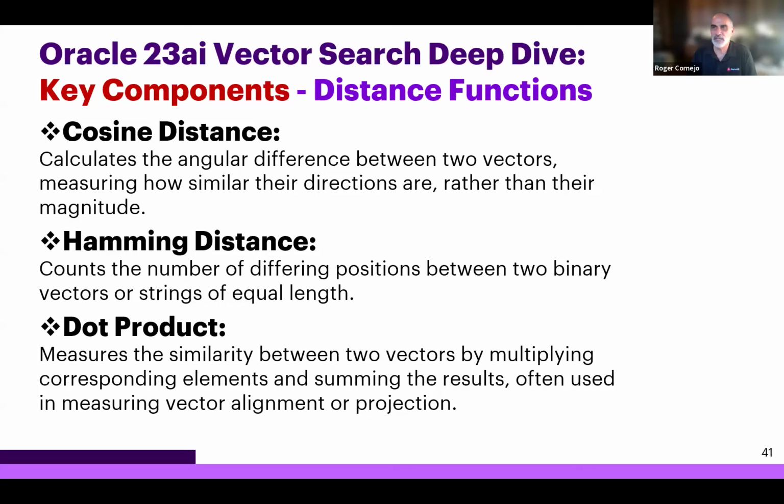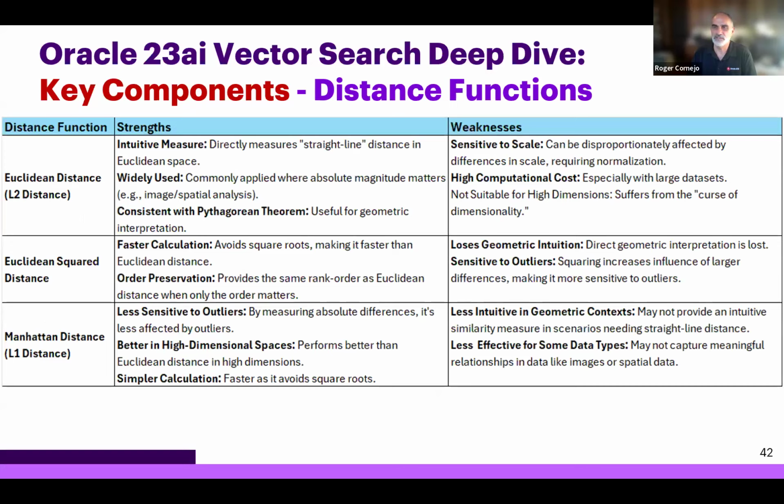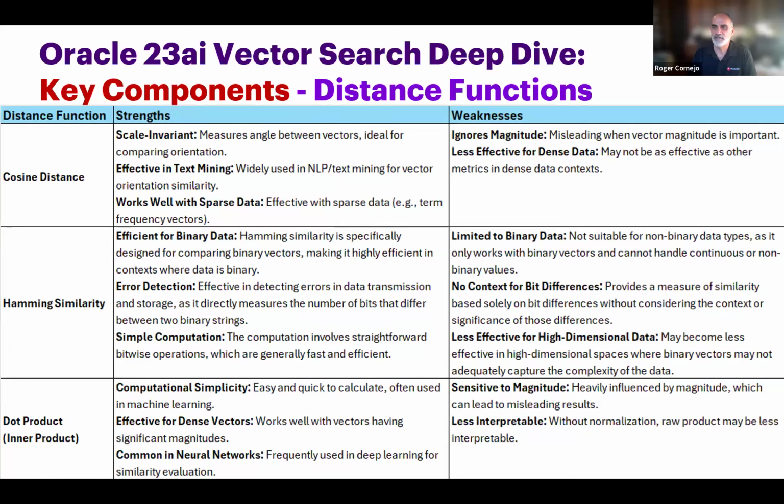And then for these other two, Hamming distance and dot product, I won't go into great detail, but you need to be aware that these distance functions are there, and how to use them. And again, I have a table here which talks about the strengths and weaknesses of the distance functions. That's important to understand, how these work together, and when to use one versus the other. And the same thing for the cosine and Hamming similarity and dot product distance functions.